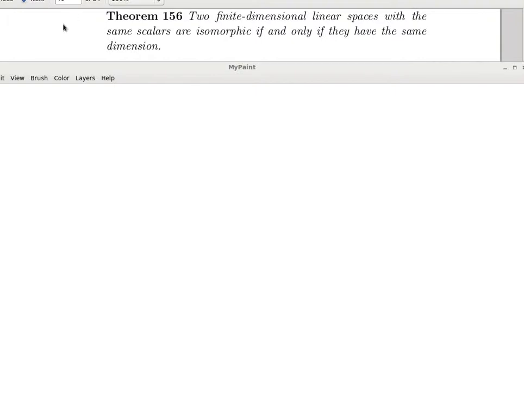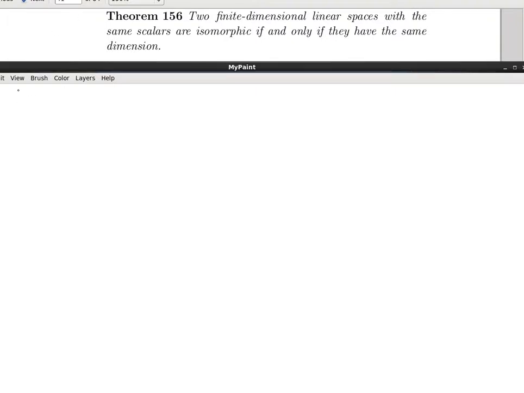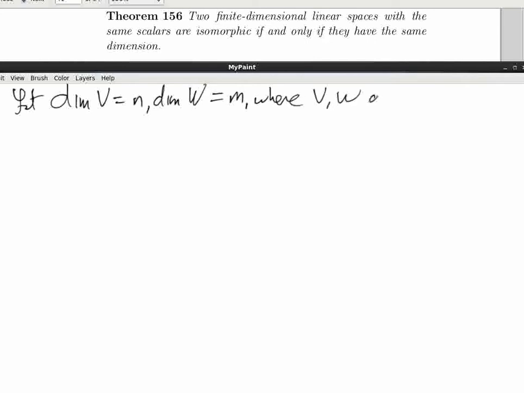Okay, suppose I have two finite dimensional linear spaces with the same scalars. They're isomorphic if and only if they have the same dimension. Let dimension V equals n, dimension W equals m, where V and W are linear spaces.